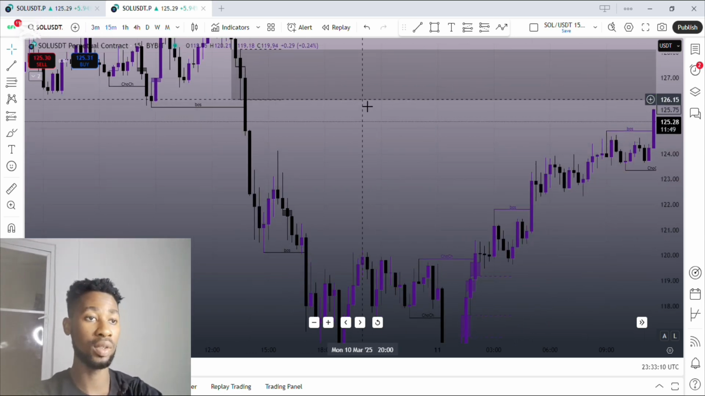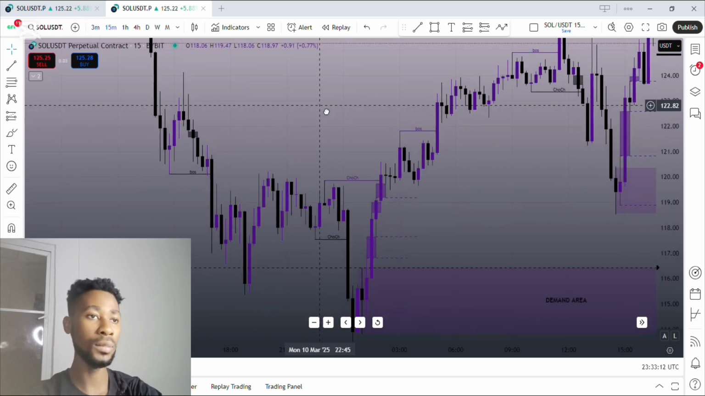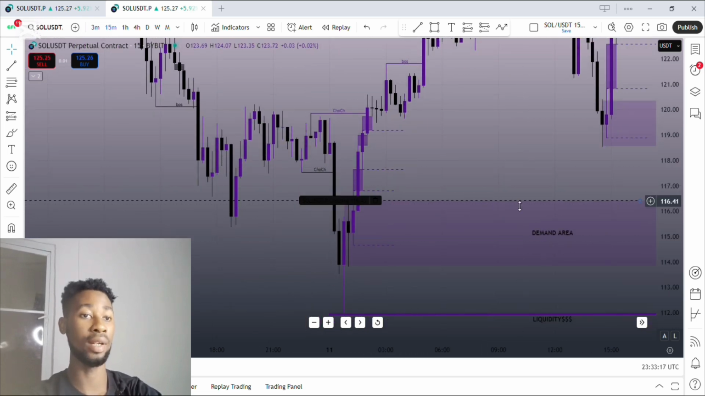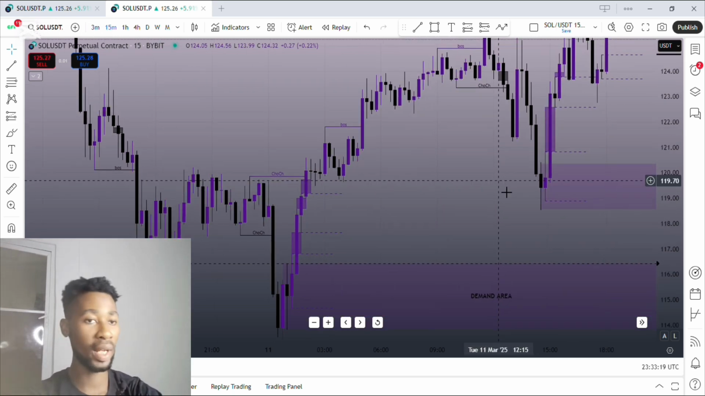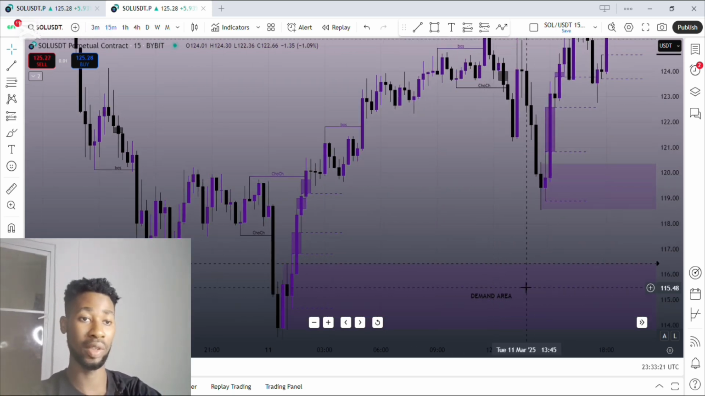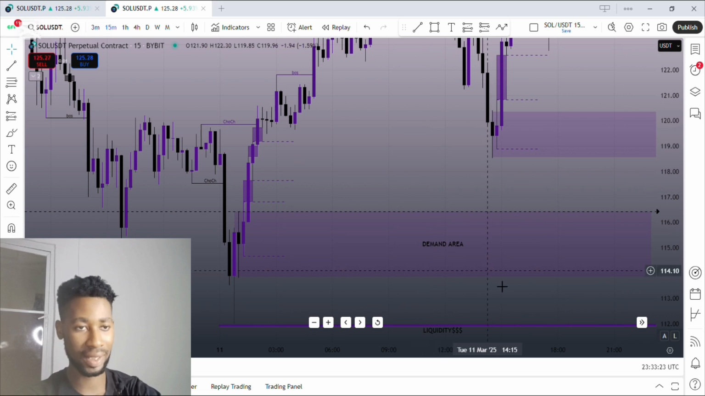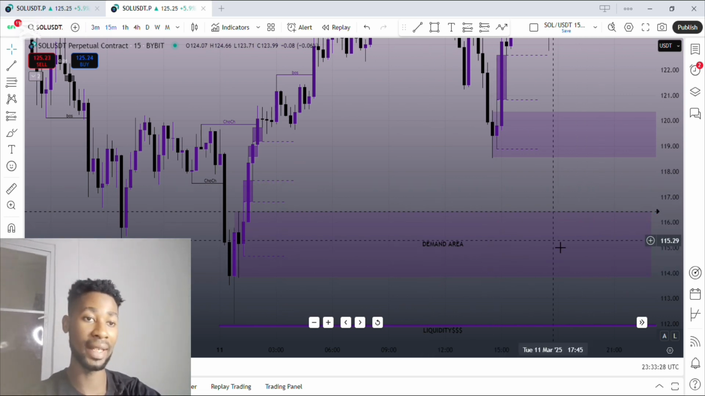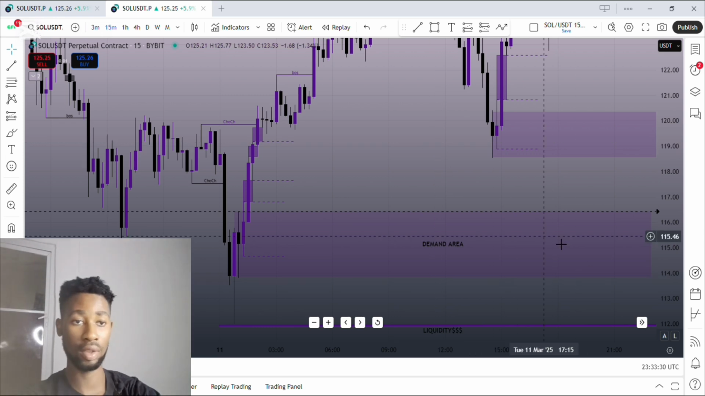So I set my alert at this supply region here, and then I was happy. As you can see, this demand zone also has been created, and I also set my alert. Whenever price comes back to this demand region, I want to see how it's going to react. So should I take a long or not, depending on the reaction I get at this point? And it hasn't come back there.